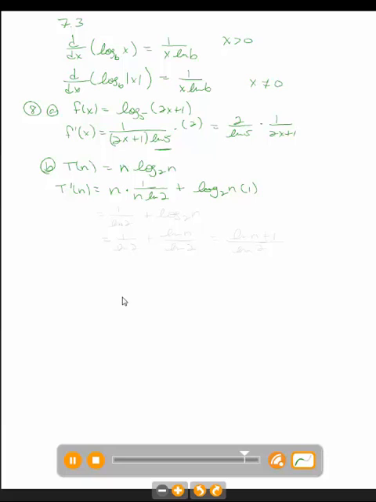If we try to simplify this a little bit, the n's are going to cancel, and then here I'm going to have plus log base 2 of n.